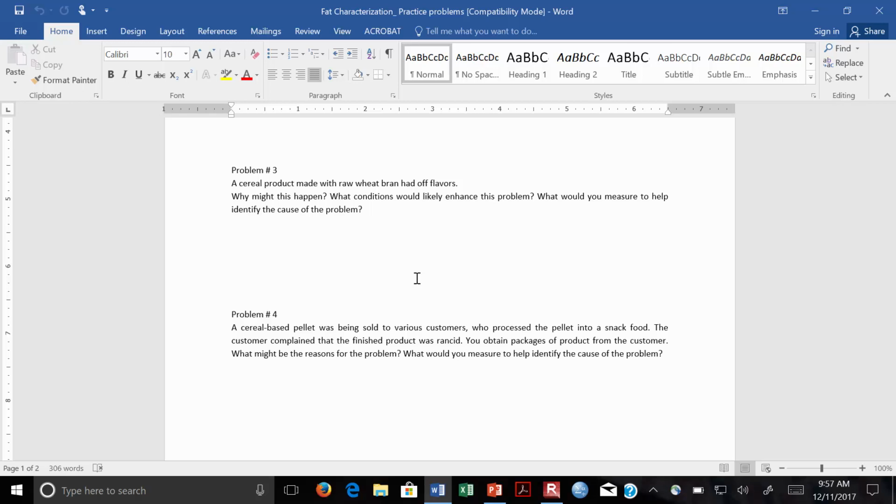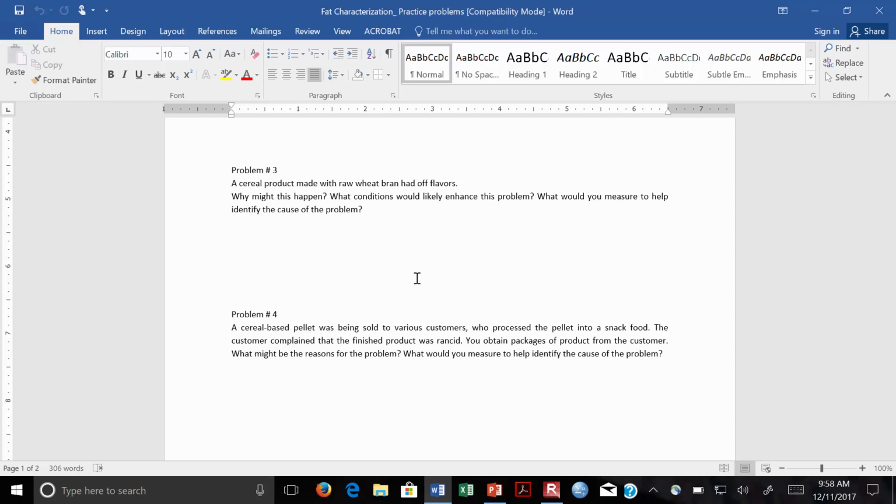Okay, so this fourth problem, we had it in the first lecture in food analysis as an example. We had a cereal pellet that was sold by a supplier to a producer, and the producer would fry this pellet, make it into a snack, and package it. They complained that the finished product was rancid. So you had to go in and investigate. Is it your pellet that started to be rancid or something else that happened later on? What might be the reasons for the problem? What would you be thinking about?